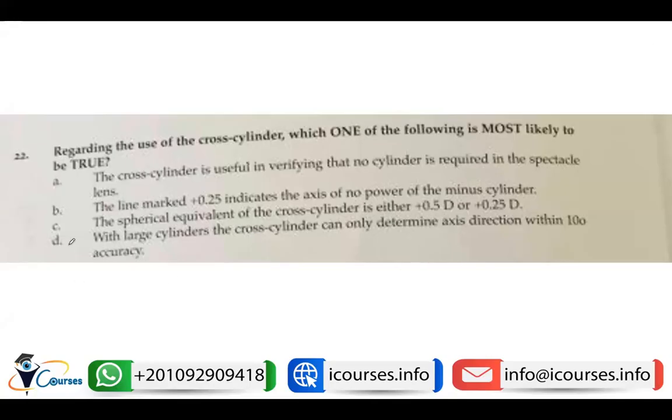So let me explain more about option D. With a large cylinder, the cross cylinder can only determine the axis within 10 degrees accuracy. So let's say, for example, that one patient has minus 5 cylinder and another patient has minus 20 diopters of cylinder. According to the question, those who have minus 20 diopters of cylinder can be determined within 10 degrees and that of the minus 5 will not.